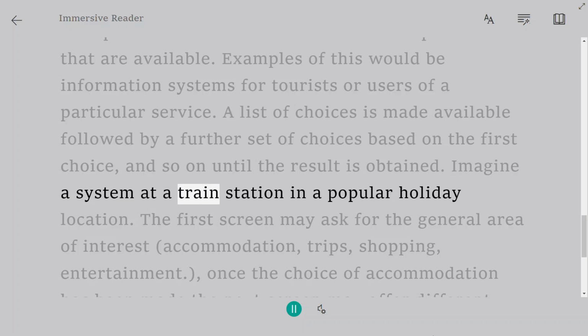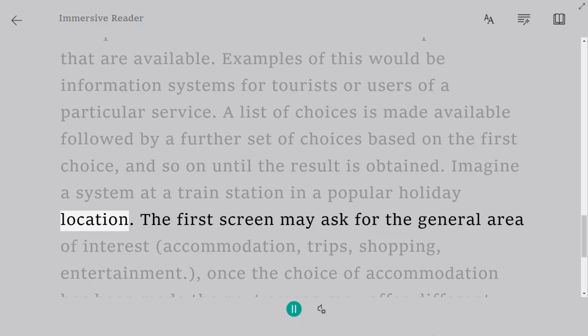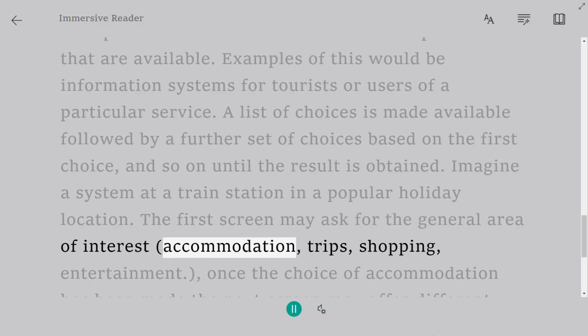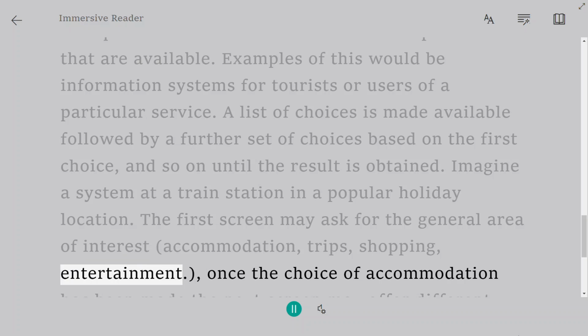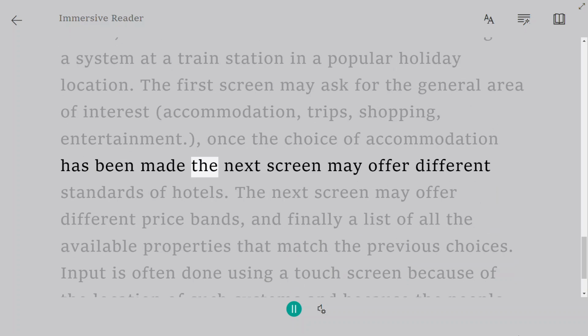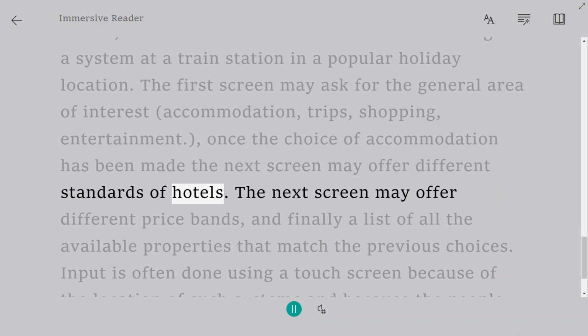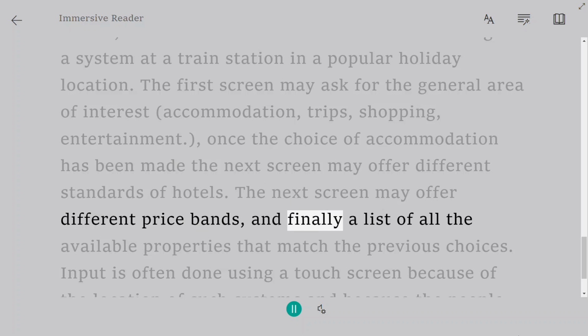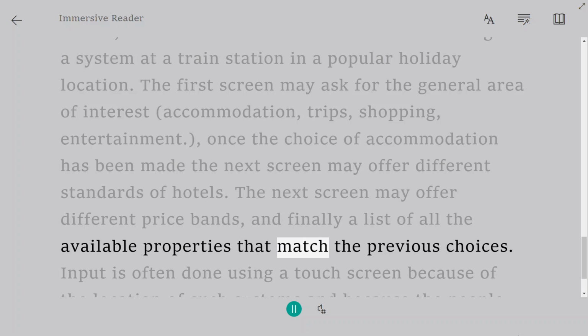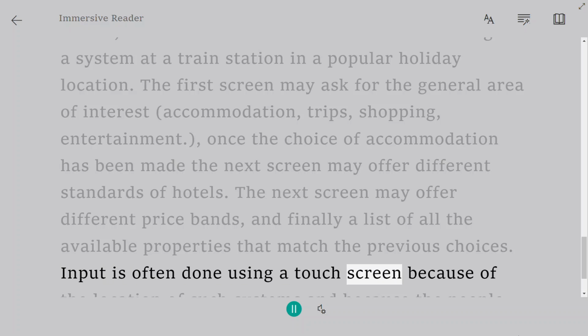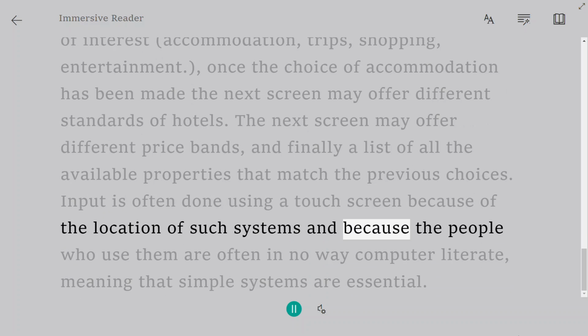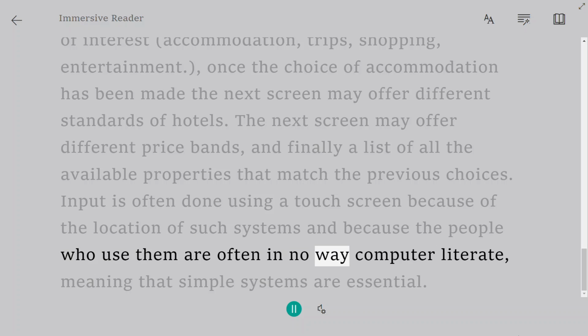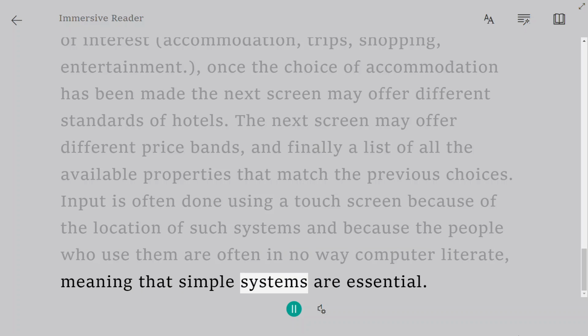Imagine a system at a train station in a popular holiday location. The first screen may ask for the general area of interest: accommodation, trips, shopping, entertainment. Once the choice of accommodation has been made, the next screen may offer different standards of hotels. The next screen may offer different price bands, and finally a list of all the available properties that match the previous choices. Input is often done using a touchscreen because of the location of such systems and because the people who use them are often in no way computer literate, meaning that simple systems are essential.